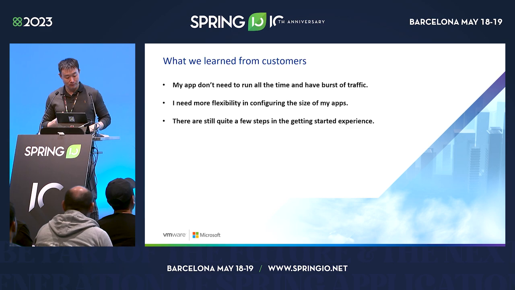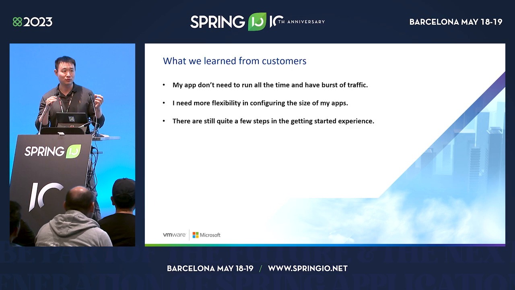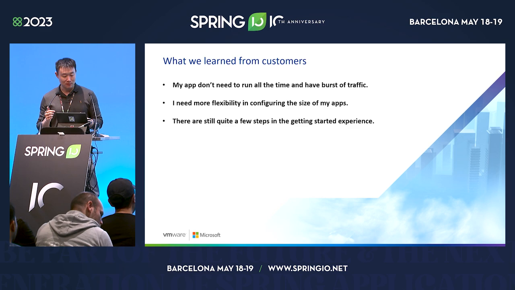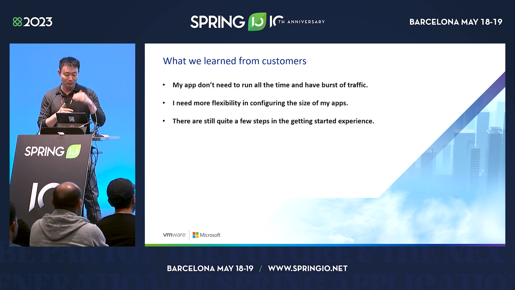I need more flexibility in configuring the size of my apps. What we just saw was an example where you can configure all the way to four cores of CPU, and our customers are demanding a wider range of app sizes. So we're going to show that as well. And lastly, despite the three simple steps that we showed, our customers are still saying there is quite a bit of a hurdle in the getting started experience.